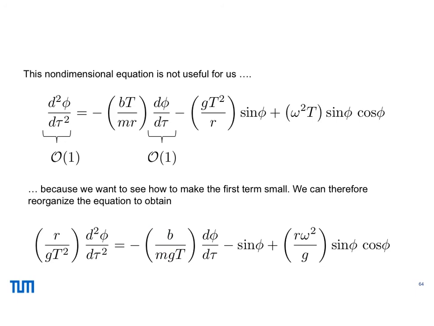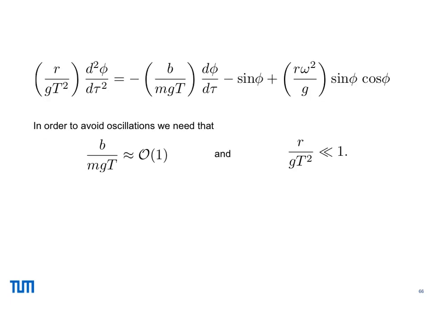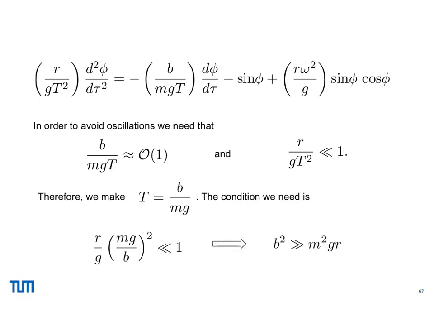So right now what we want to see, or we want to somehow impose, is that this term is very tiny in comparison to this term. So in other words, we can say that this bmgt is of order 1 and that this rgt square is much smaller than 1. Therefore, here we can already define a characteristic time.